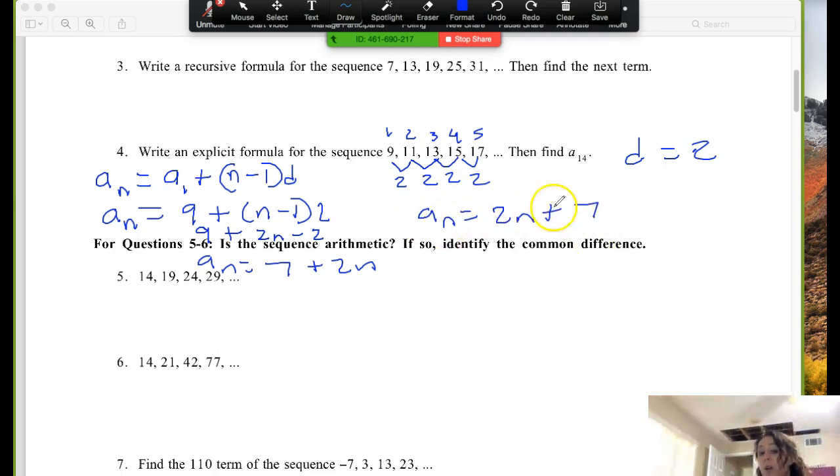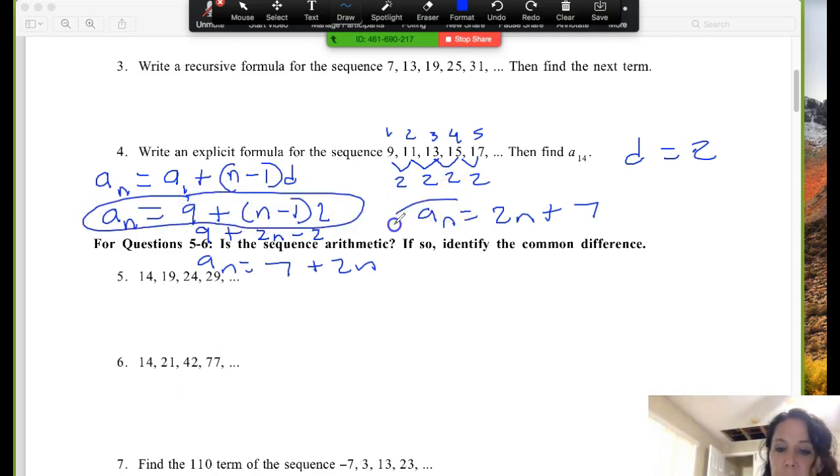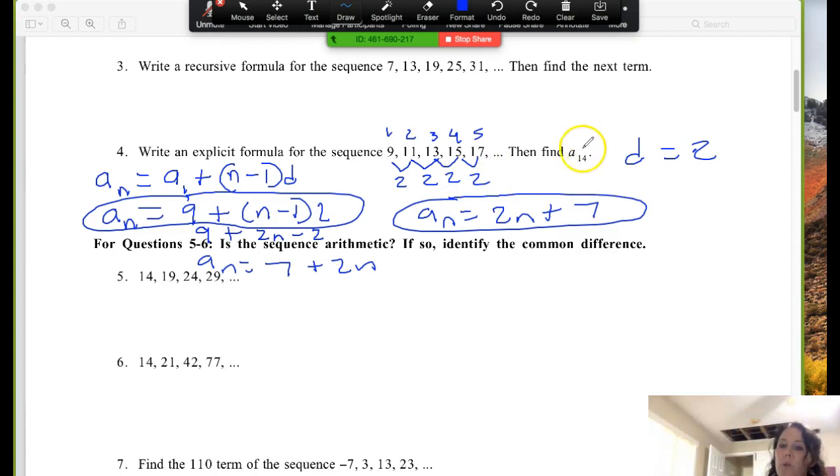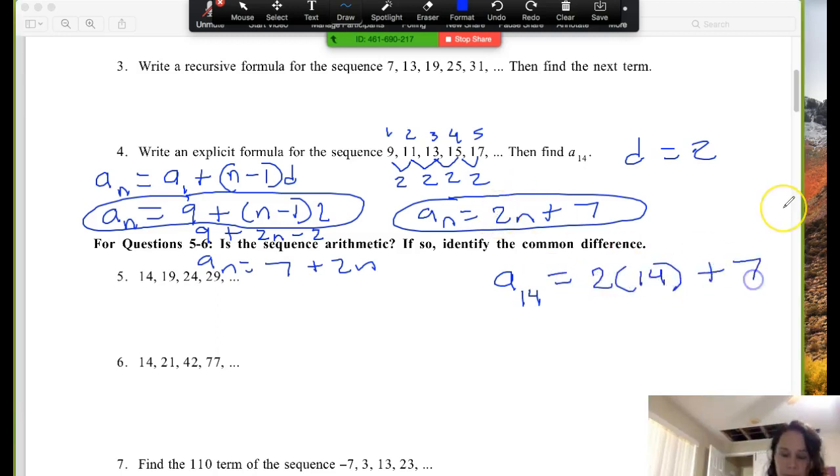Now it looks like a linear equation, my slope and my y-intercept, and your slope would relate to your common difference. So you can give it to me in this form, or you can give it to me in a reduced form, either way. If I want to find a_14, I'm going to go a_14 is 2 times 14 plus 7. 2 times 14 is 28 plus 7, 35. So the 14th term is 35.